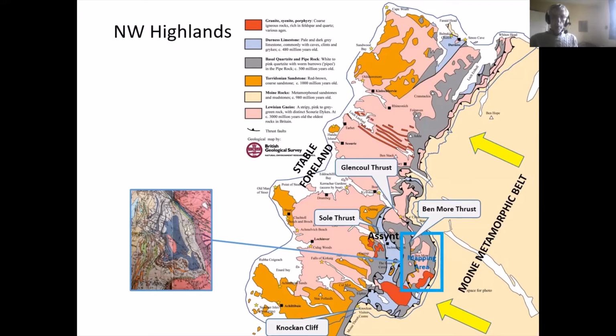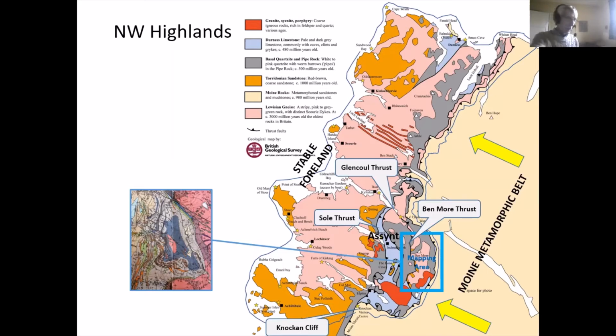the field geology. Here's a geological map of northwest Scotland. Over to the west, you can see the generally pink area of Lewisian gneiss basement. Above that is the brownish Torridonian sandstone, and above that is the grey quartzite. On the other side of the fault thrust line is the light-coloured Moine metamorphic belt, and this has moved from east to west across the top of the Lewisian gneisses and Torridonian sandstone and quartzites.